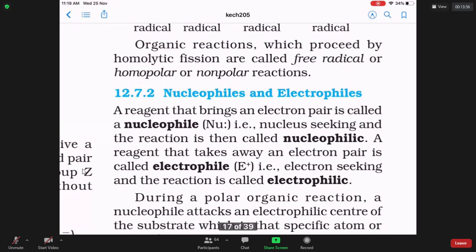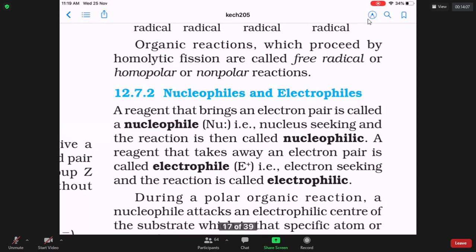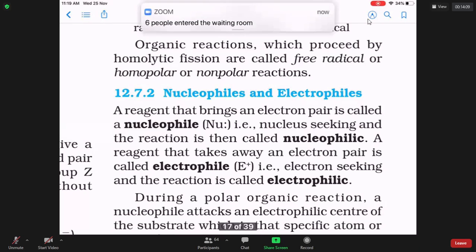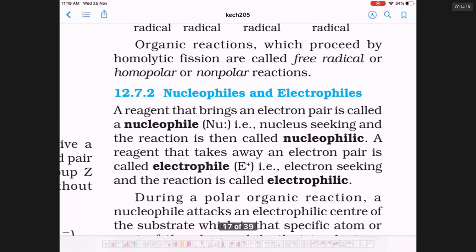Water, oxygen has two lone pairs, H2O. Ammonia, nitrogen has one lone pair. All these fellows which have lone pairs can also attack a positive center. Anybody who is attacking a positive center is called a nucleophile. And a nucleophile always attacks the centers which are positively charged, which are fond of electrons. They are called electrophilic centers. Nucleophiles attack electrophilic centers. Electrophiles attack nucleophilic centers.